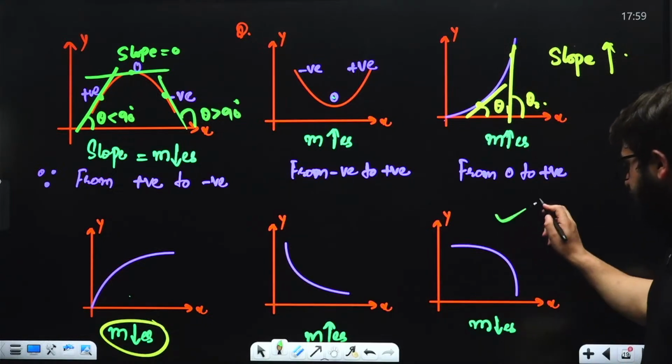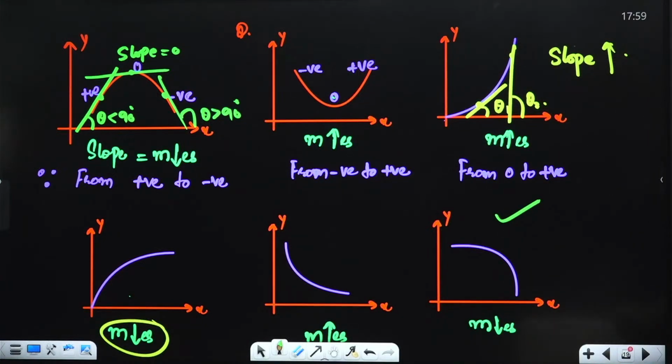What about this third case? Decreasing, okay. This is your homework. I would want you guys to think about how the slope in this case is decreasing.